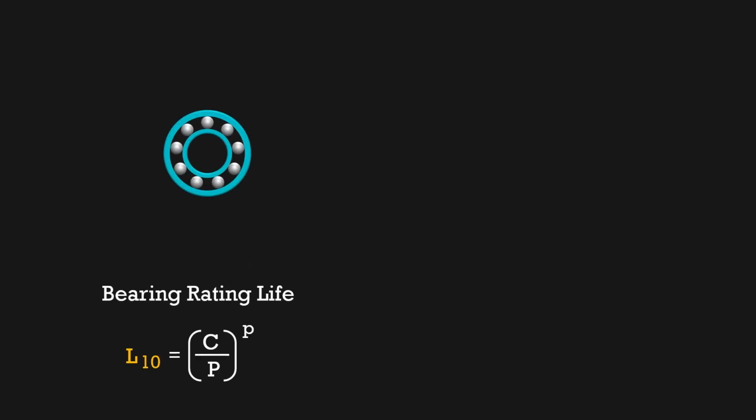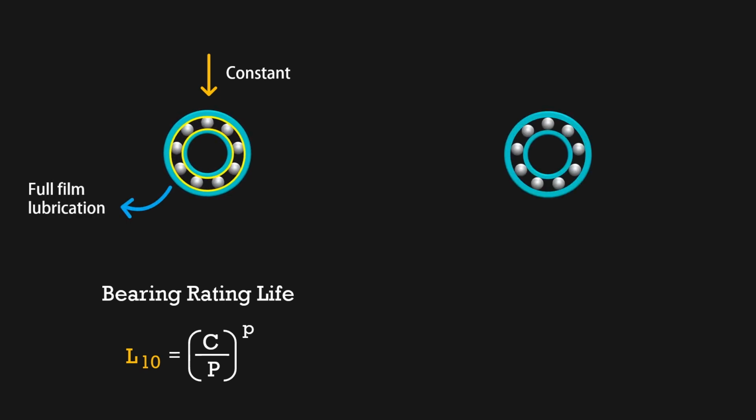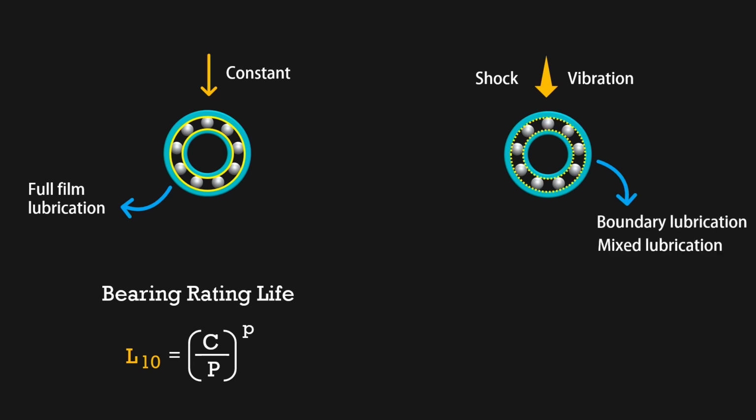Yes, the sizing of a bearing on the basis of bearing rating life L10 is only valid if the load over the bearing is constant and the bearing is running in full film lubrication condition. But if the load over the bearing is uncertain, like shock loading or vibrational loading, or if the bearing is not running in full film lubrication condition, but in boundary or mixed lubrication condition, then instead of bearing rating life L10, we have to make sure of the bearing static safety factor S0 according to the loading uncertainty level.